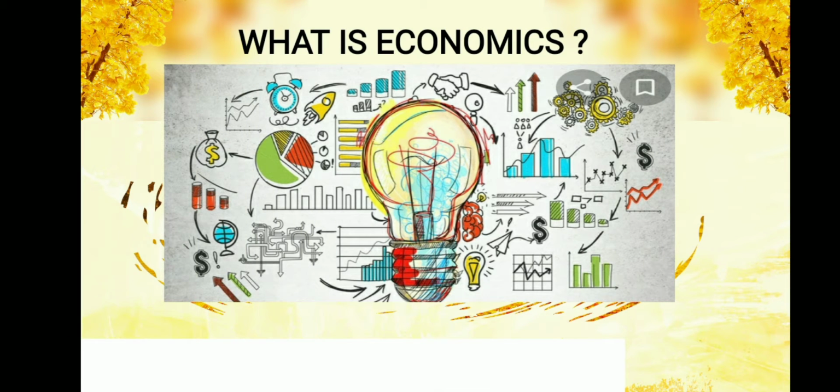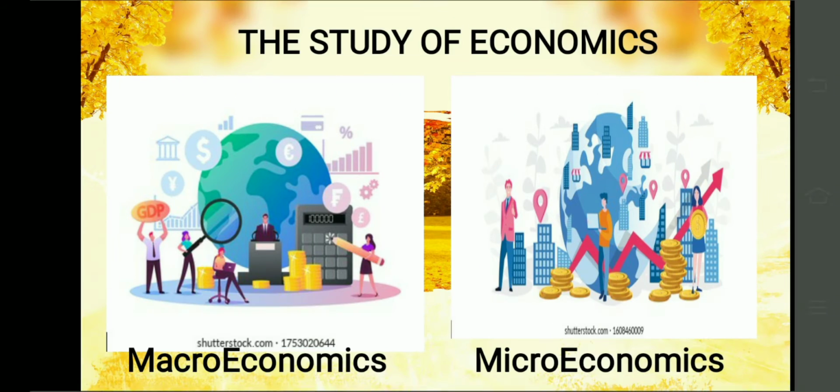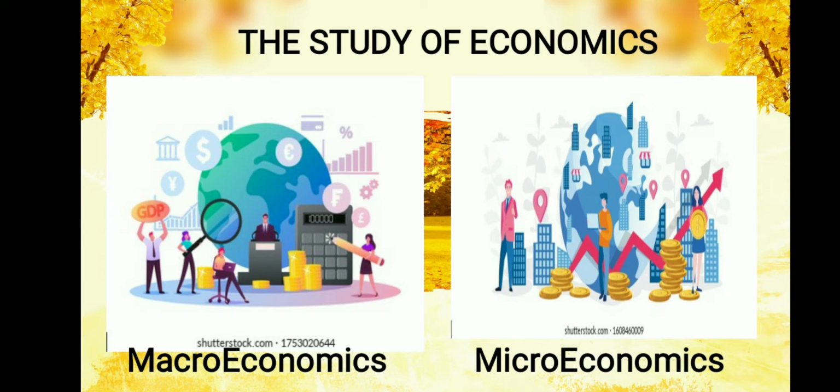Next, what is economics? Economics is the study of how individuals and society make decisions about ways to use scarce resources to fulfill wants and needs. Next, we have the two studies of economics. First is macroeconomics, second is microeconomics. Macroeconomics is the big picture: growth, employment, and choices made by large groups, like countries. Microeconomics: how do individuals make economic decisions?